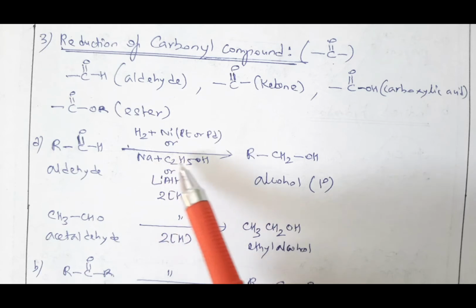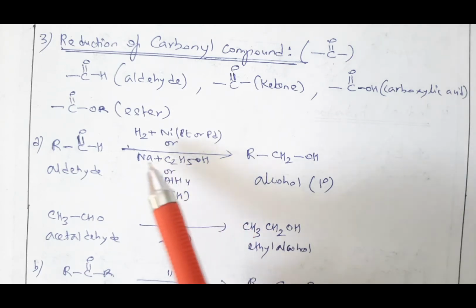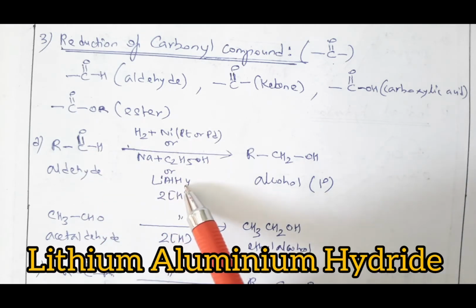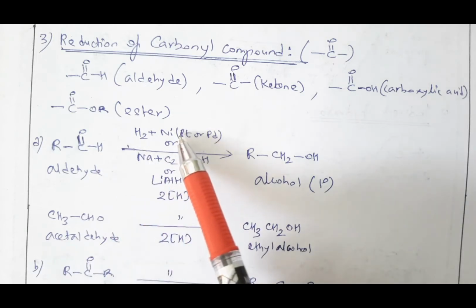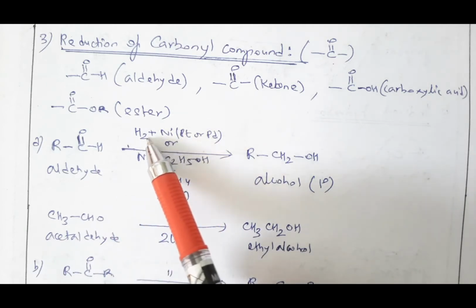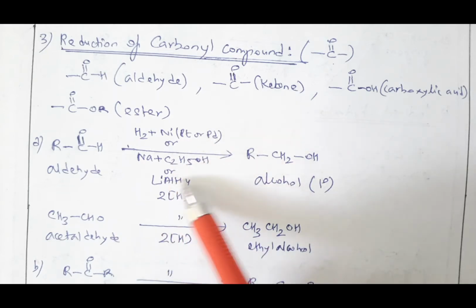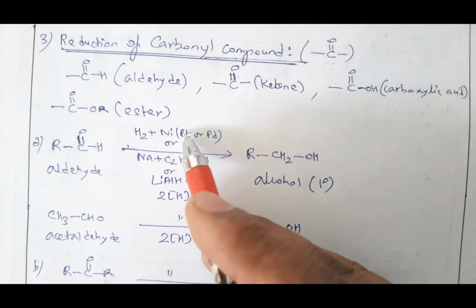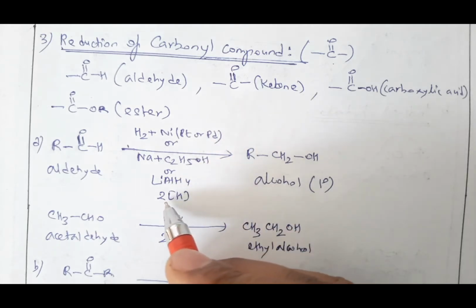Or you can use sodium plus ethyl alcohol. C2H5OH means ethyl alcohol. Sodium plus ethyl alcohol is also used as a reducing agent. Or you can use lithium aluminum hydride. So this is your aldehyde, students. Any of these three is acting as a reducing agent, and the reducing agent is represented by the symbol [H]. [H] means nascent hydrogen. Any of these reducing agents you use will produce two nascent hydrogens.